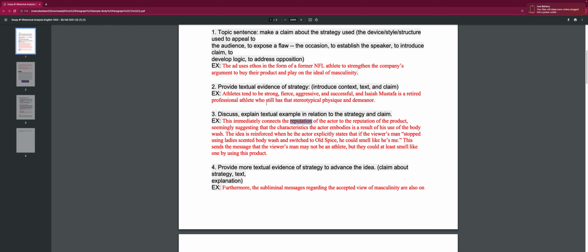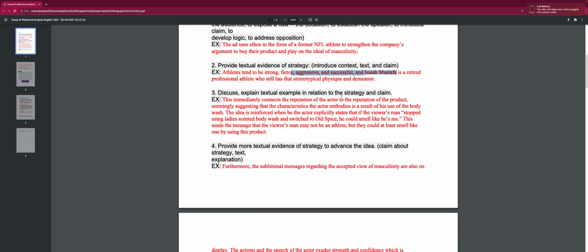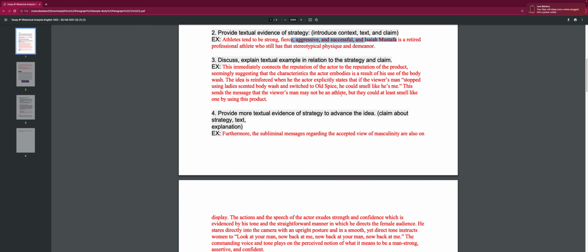Okay? Now, usually in a body paragraph, when you're writing an essay of this length, you're going to want to include more than one piece of evidence. So we had Isaiah Mustafa as our first piece of evidence that supported this claim, which supported our thesis. But you always want to add another piece of evidence here, right? And so to do that, you're going to do it in the same paragraph because you're still talking about ethos and how ethos plays on the idea of masculinity and sells this product.